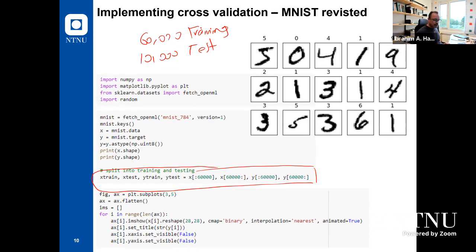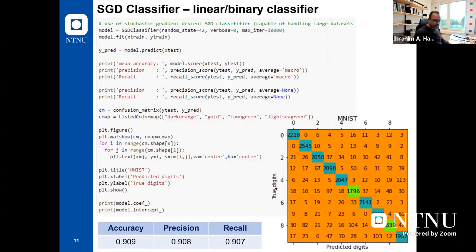In this case, I have enough data. In fact, I can use the training set for building my model, and the test set, which we call the holdout, I can use for testing my model. So we can do this. I used the SGD, stochastic gradient descent, classifier. That's a kind of feed-forward neural network, and I trained my model.